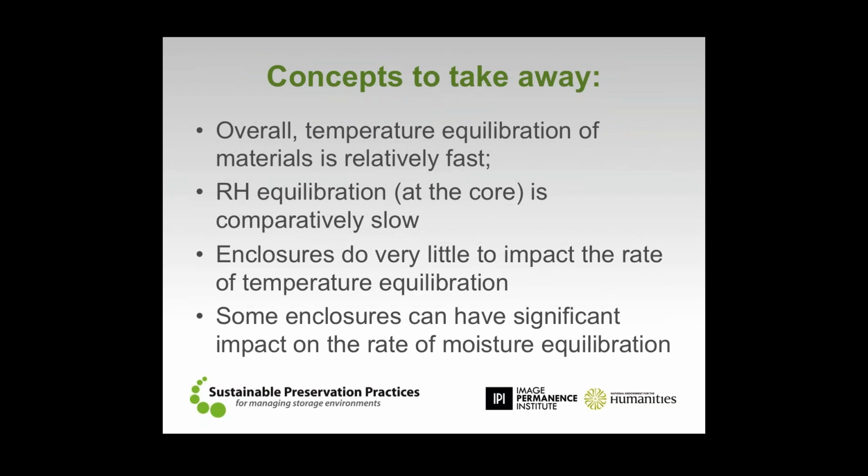So, concepts to take away from today. I realize we're hitting awfully close to the end, and I will try to get to a couple of questions. But overall, temperature equilibration of most of the library and archival materials that we work with is relatively fast, and this does carry over to museum objects as well. That's something we can take by and large across the board. The temperature equilibration is going to be very rapid when we change those conditions on purpose.